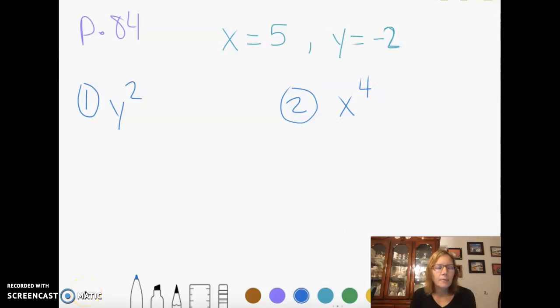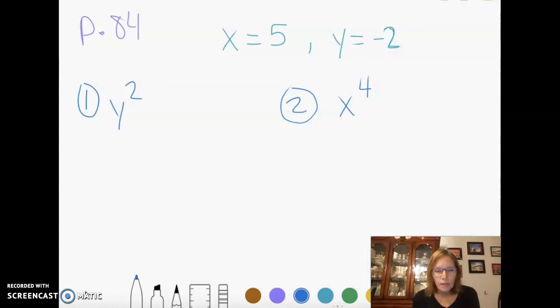Hey guys, today we're talking about properties of exponents, and you should have already copied the notes down that were in the previous assignment that I put up there for you. They're super important, so make sure you copy them into your math journal. And I'm just going to start with some examples from page 84.